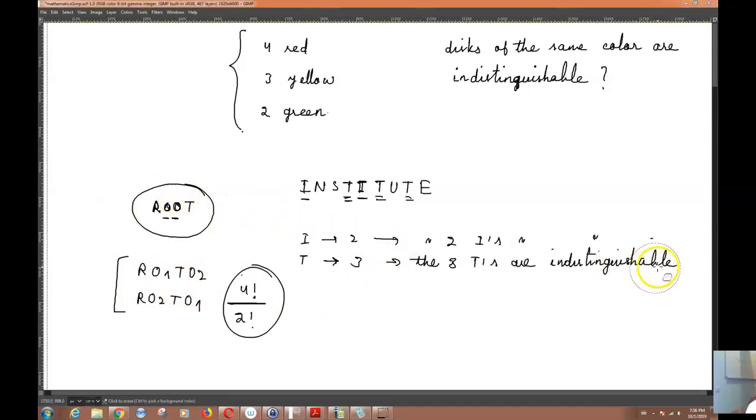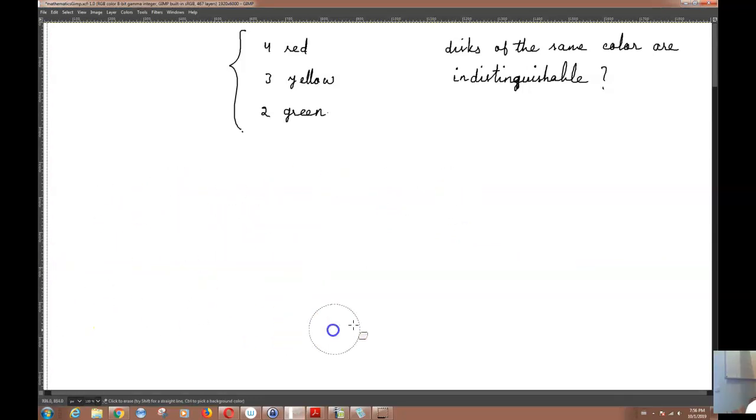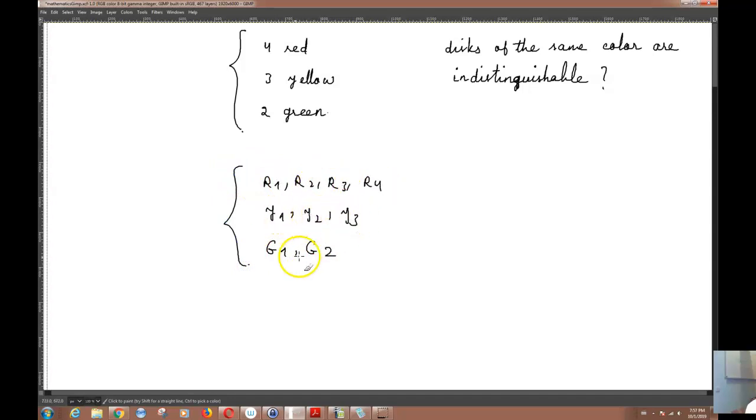We can use the same thing over here. For example, I have 4 red discs over here, 3 yellow discs over here, and 2 green discs over here. For the time being, I'm going to treat these discs as distinguishable, not indistinguishable, meaning that I can call these, for example, R1, R2, R3, and R4, these Y1, Y2, and Y3, and these G1 and G2. So now I have 1, 2, 3, 4, 5, 6, 7, 8, and 9 distinct objects.